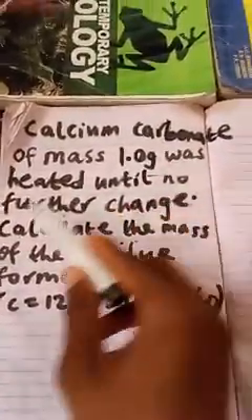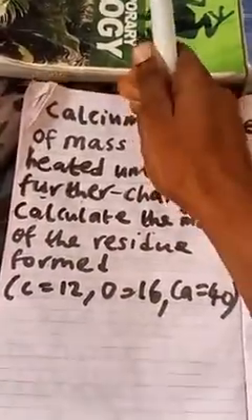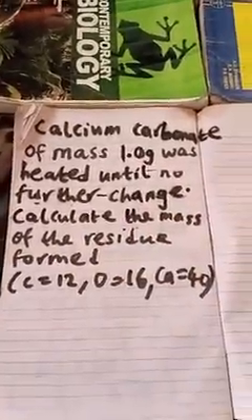Let's look at this question. Calcium carbonate of mass 1 gram was heated until no further change. Calculate the mass of the residue formed. So I know that this is a decomposition reaction of calcium carbonate. So I start thinking, what will I do?